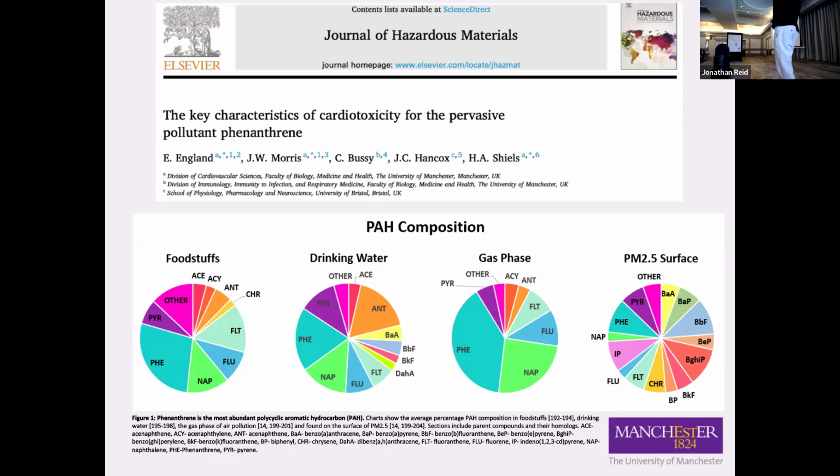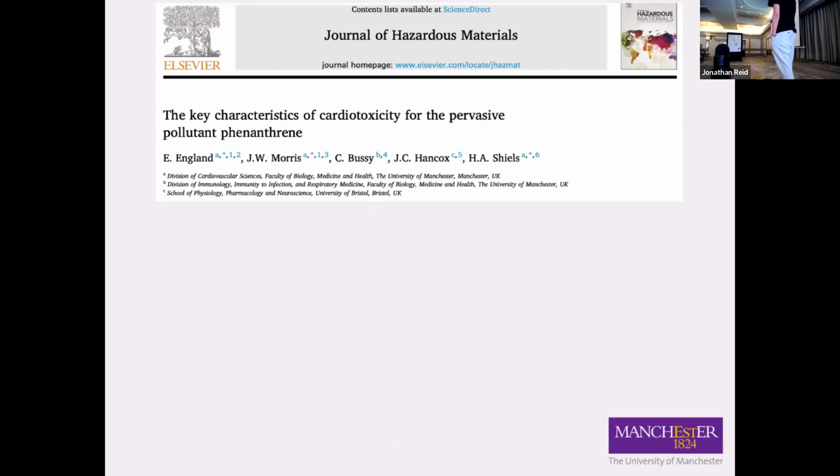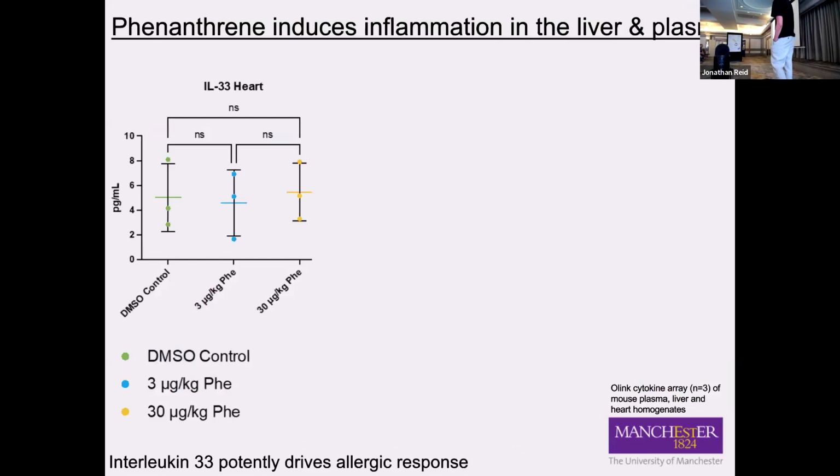But given that that's the case, we now want to look into the more secondary downstream effects of phenanthrene, one of the main ones, which Sam touched on as well, being inflammation as a result of exposure to phenanthrene. So we did a cytokine panel analysis where we sent samples of liver, heart, and plasma from mice that have been exposed to phenanthrene to have the cytokines measured. I think there are 48 cytokines in the panel, so I've just picked one here.